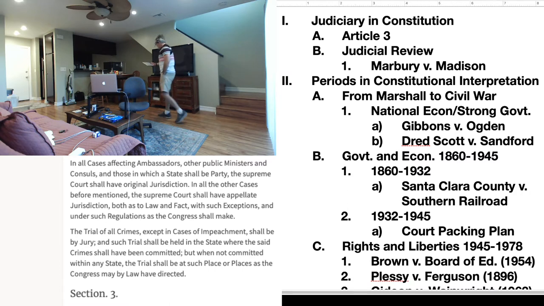Continue. In all the other cases before mentioned, the Supreme Court shall have appellate jurisdiction. Okay? In all other cases that I read you, the Supreme Court will hear the case on appeal, either from a lower federal court, or from a state Supreme Court. All right?